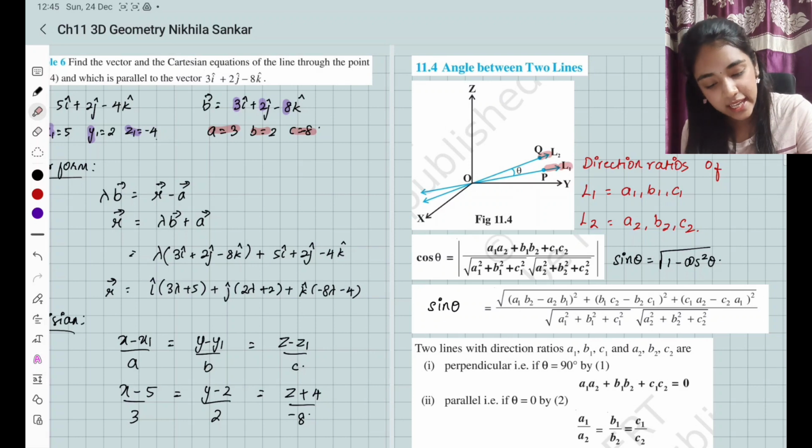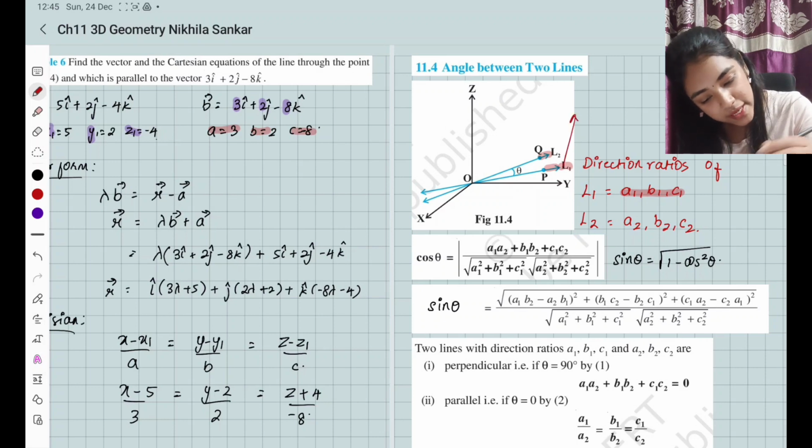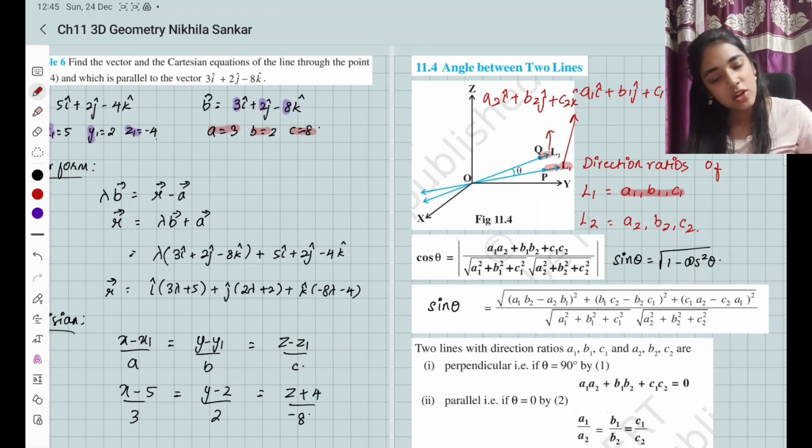For line L1, I have the direction ratios to be A1, B1, C1. அப்படின்னா என்ன அர்த்தம்? So, L1 is basically of the form A1 i cap plus B1 j cap plus C1 k cap. And line 2 is of the form A2 i cap plus B2 j cap plus C2 k cap. So, these are all the direction ratios. So, direction ratios என்னலாம் A1, B1, C1 and A2, B2, C2.